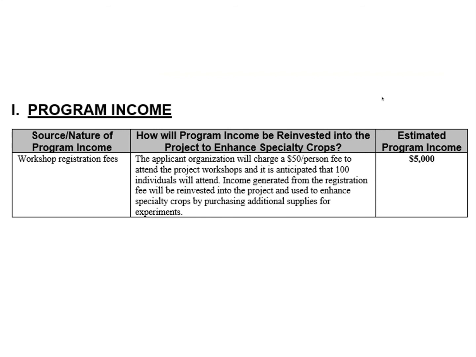In the table provided, include a description of the source of program income, a detailed explanation of how income will be reinvested into the project in support of project objectives, and the total amount of estimated program income. In the example, the applicant will generate $5,000 in program income by charging a $50 workshop registration fee. The income will be reinvested back into the project and will be used to enhance specialty crops. If your project will generate program income, an explanation of the specific activities that will be paid for with program income must be provided.